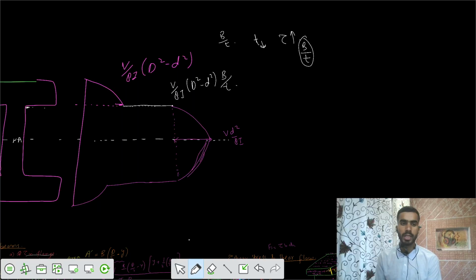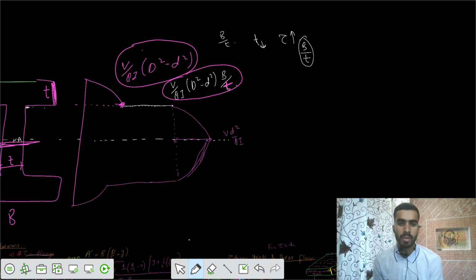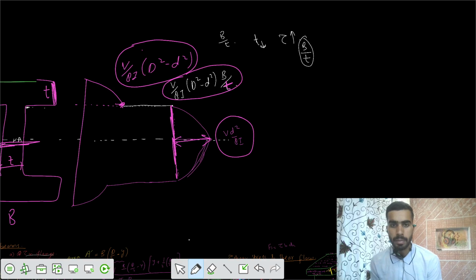So the condition is that you should have a symmetric I section. That is, the thickness of the flange should be equal to the thickness of the web, and you should have a symmetric cross section. That means the neutral axis is at the mid. So you got these values then. Here is the value we have, and the same value we have in the web part also, but you have to multiply that factor b by t. Then there is an increase from the junction to the neutral axis, that is equal to Vd squared by 8I. So you got this shear stress variation.